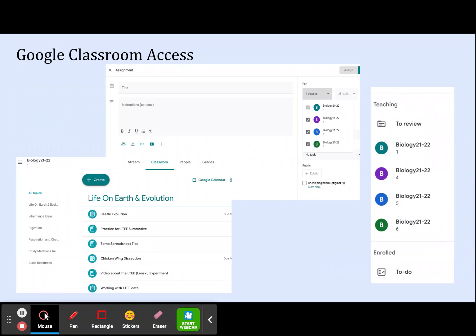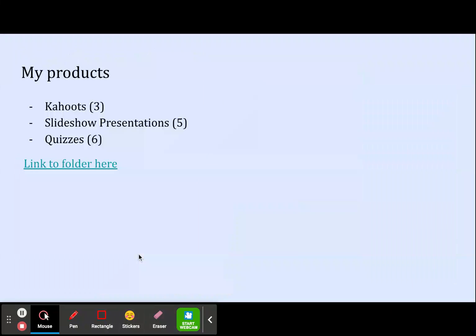He gave me full access to the Google Classroom. He taught 4 periods, which is really helpful to have because I was able to post everything all at once. And as you can see here are the 4 blocks. And I posted my slideshow presentations and everything right here and added it to the Google Classroom.